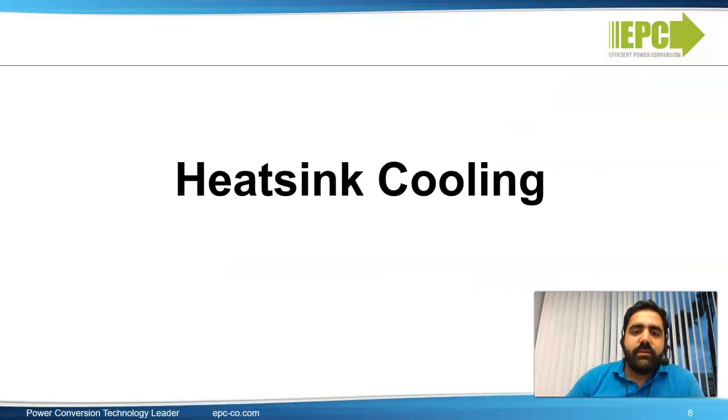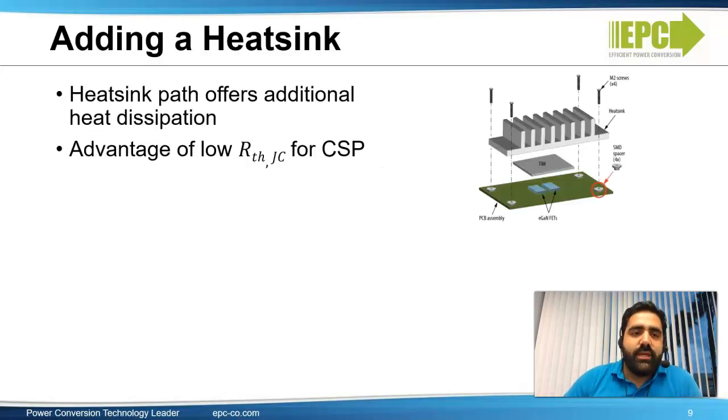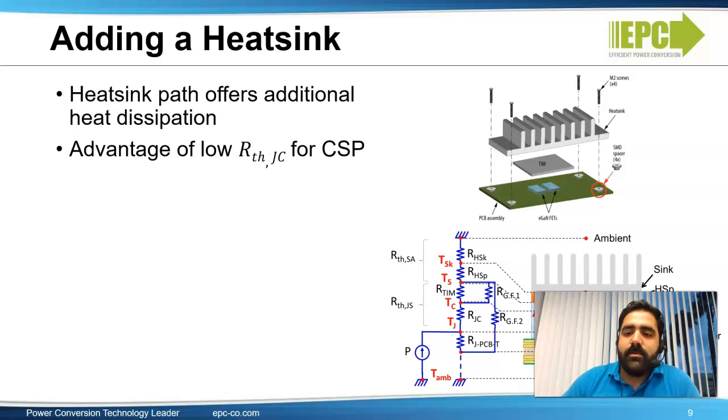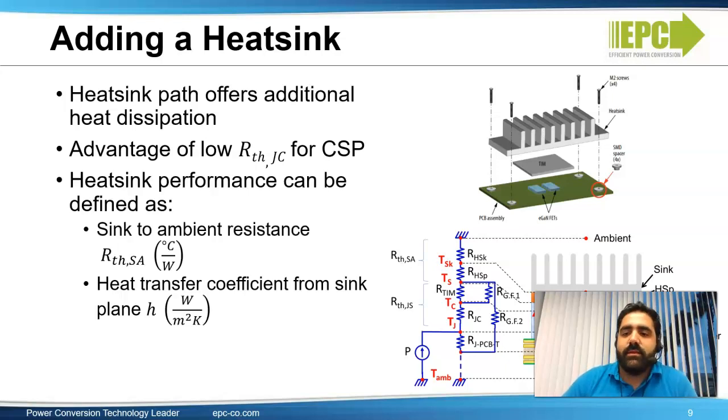For the case side cooling path or through the heatsink, we can say that adding a heatsink would improve the cooling, especially with the advantage we have of a lower junction to case resistance for CSP GaN devices. And the model components are the heatsink thermal performance, the heat spreader, and the thermal interface materials.